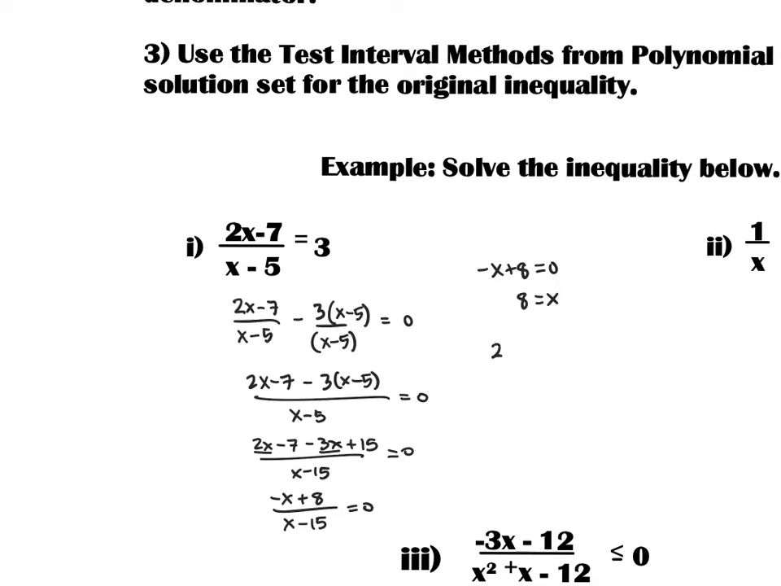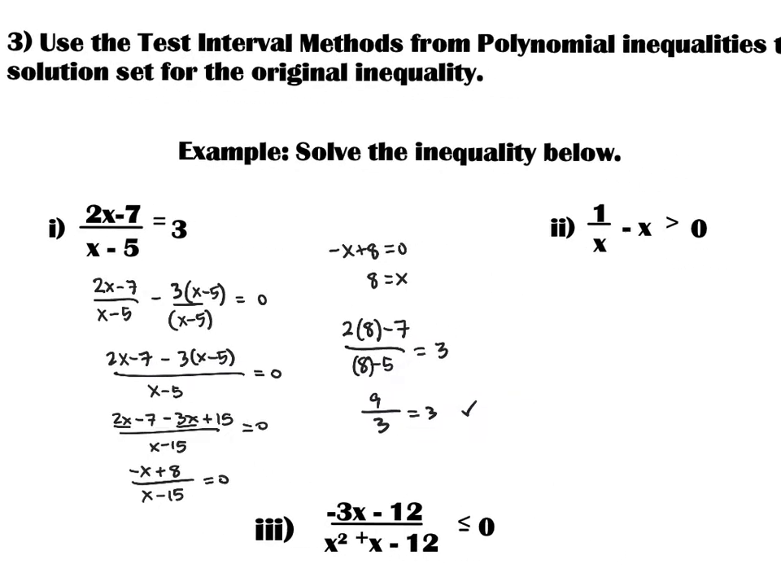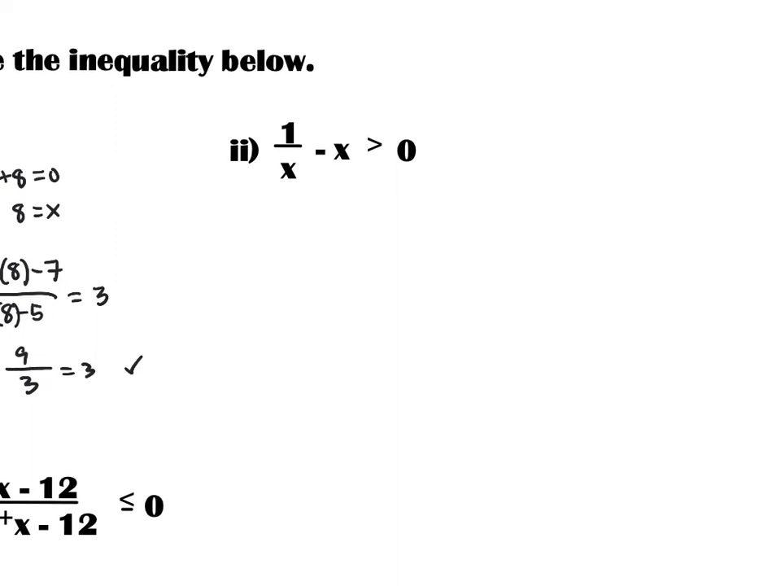So let's go back and check that this is true. I'm plugging in an 8 wherever I see an x, and I want to show that equals 3. So that's 16 minus 7, which is 9, and 8 minus 5, which is 3. And that checks out to be 3. Okay, so that's solving a rational equation. Let's look at an inequality, which will have a slightly different third step.